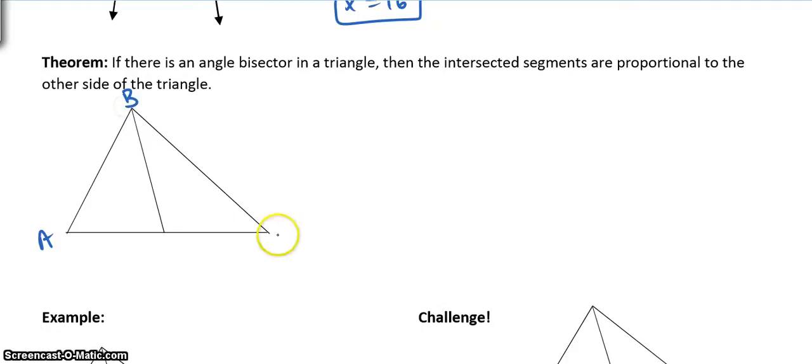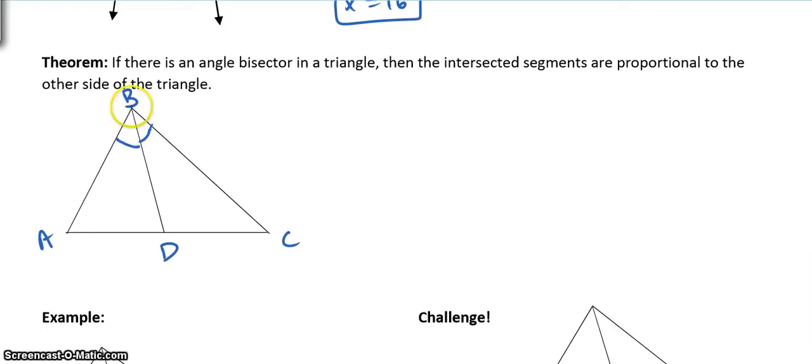A, B, C, D. So what it's saying is if there's an angle bisector, so BD is a ray that bisects that angle, so we're saying ABD and CBD are congruent, then the intersected segments are proportional to the other side of the triangle. So this is the intersected segment, AD and DC, and they're saying it's proportional to the other sides, which is BA and AB.